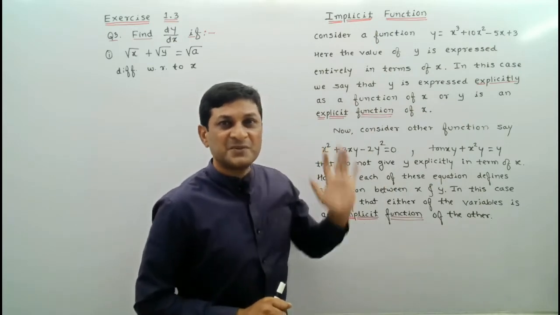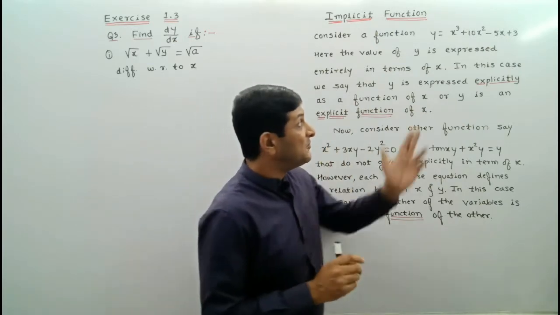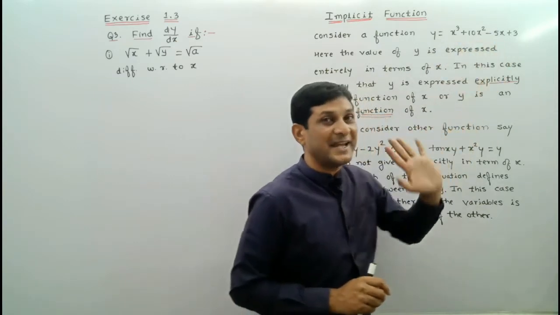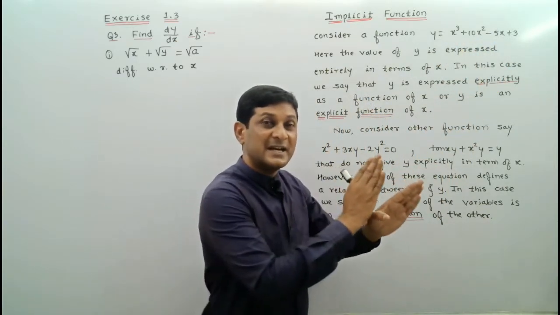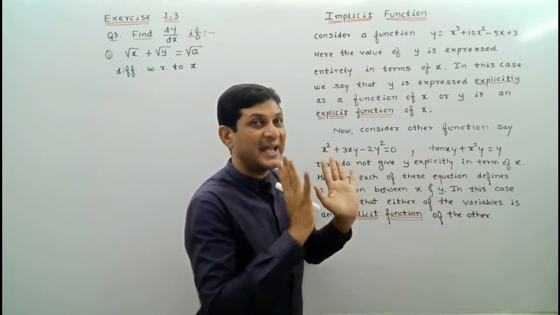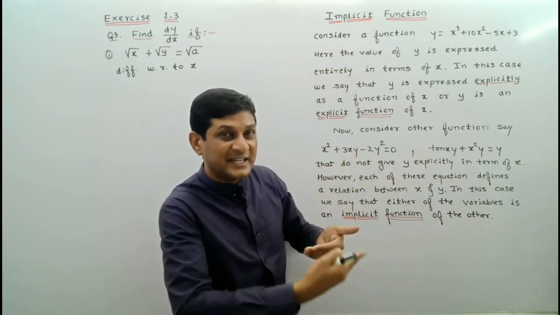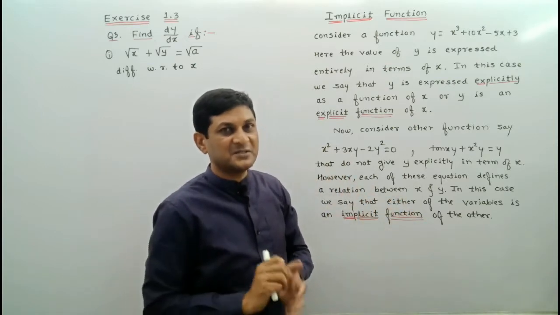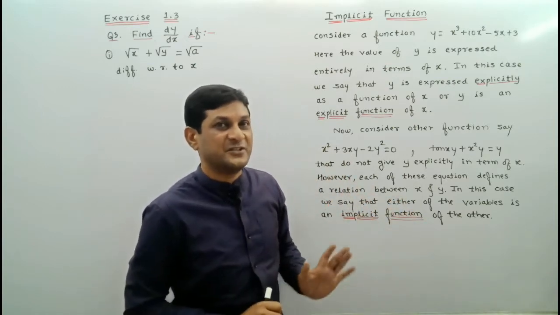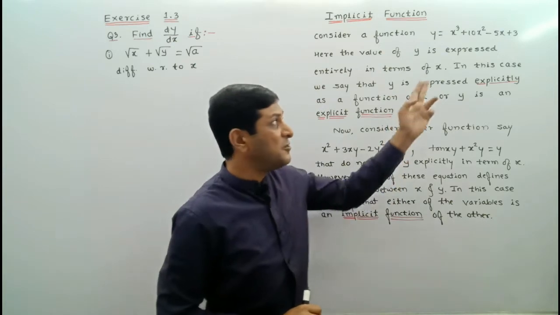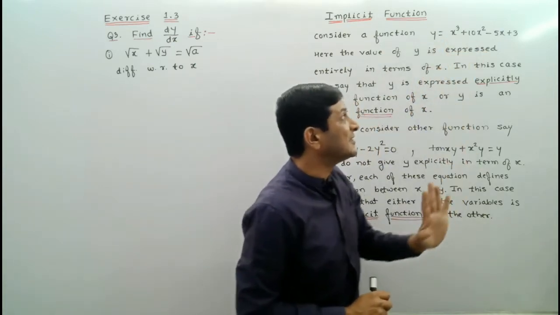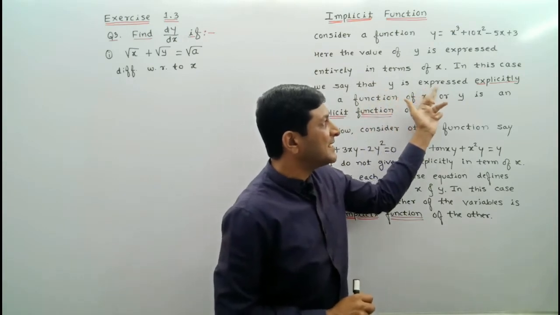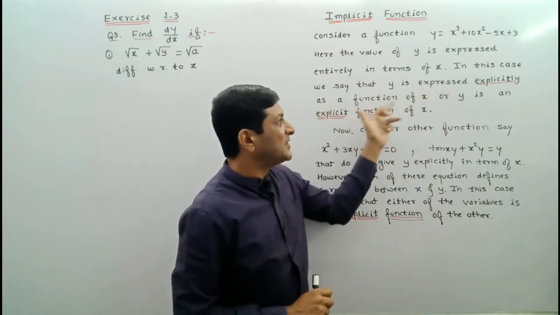If you observe this function very carefully, here value of y is entirely expressed in terms of what? X. Means value of y is entirely in terms of which variable? X. That's why we can say that x is independent variable and y is dependent variable. That part already we have discussed when we have discussed the definition of differentiation. Here just observe that value of y is entirely expressed in terms of what? X. In such cases we say that y is expressed explicitly as a function of x.